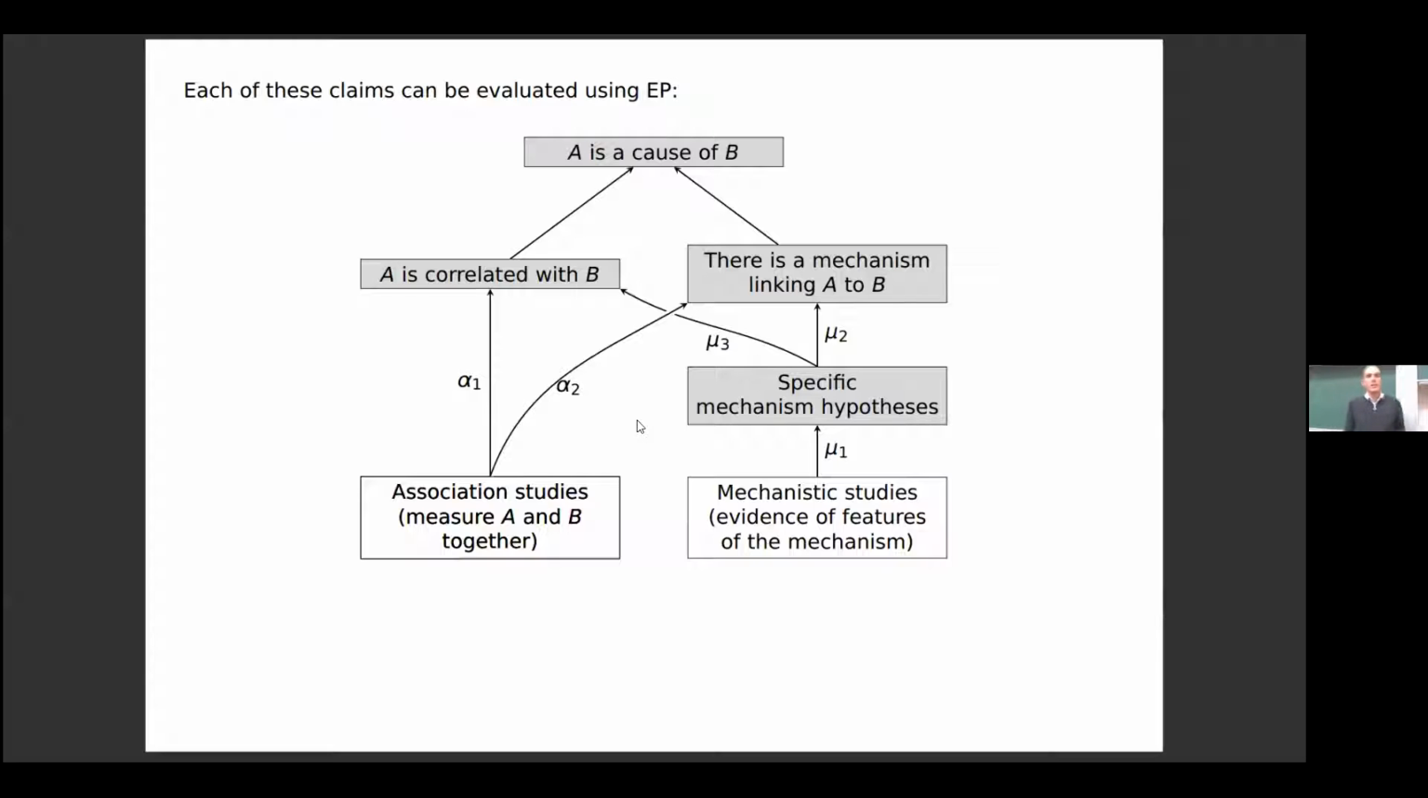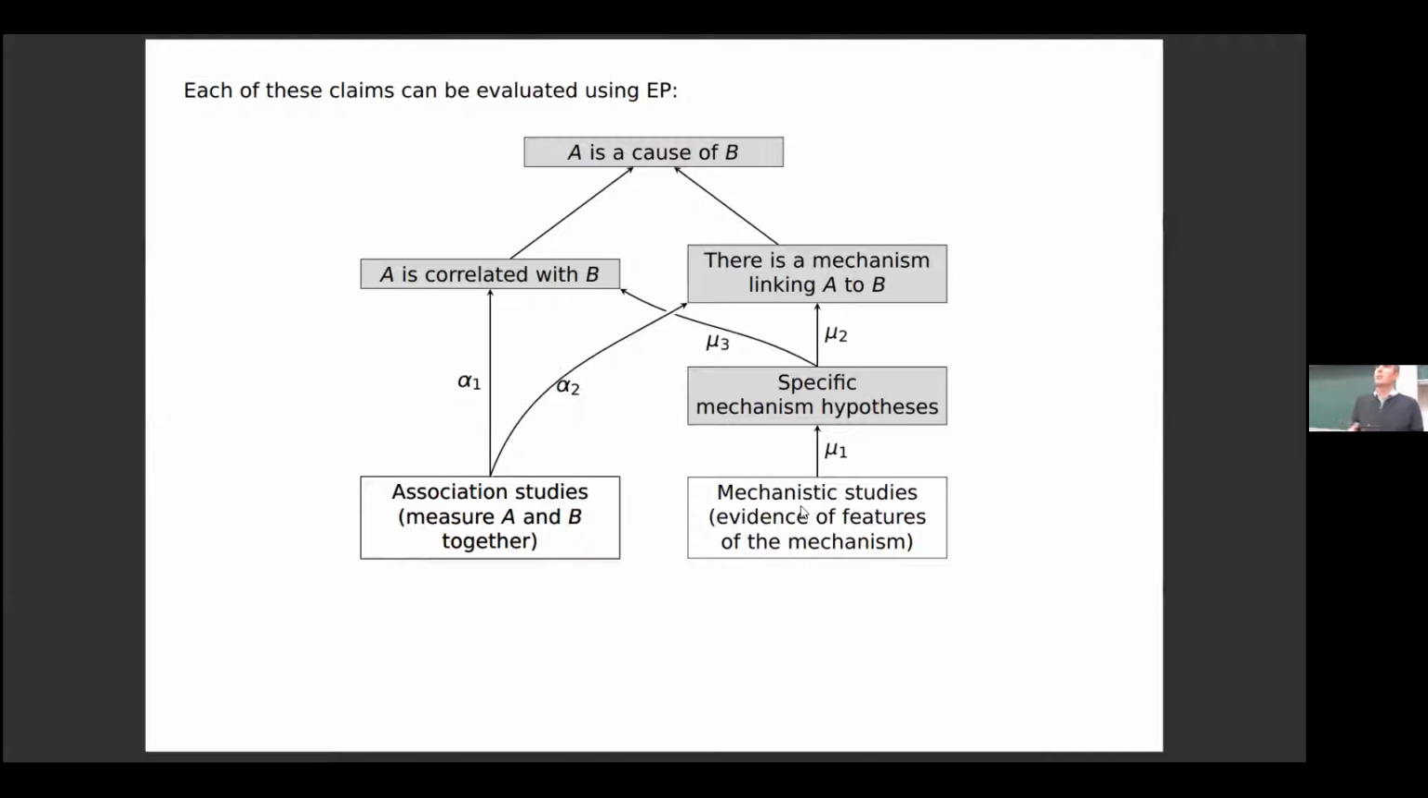And each of these claims can be evaluated using evidential pluralism. So the approach we're going to take is to use this picture to evaluate each of these 4 kinds of claim. So just to reiterate, there's the claim we're interested in testing. We need to establish correlation and mechanism. To establish correlation, we need to look at association studies. This can help inform whether there's some underlying mechanism, but we also need to hypothesize features of the mechanisms and look at mechanistic studies as well.